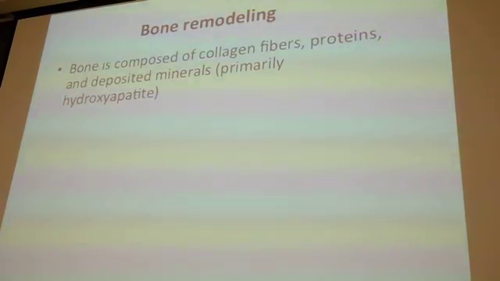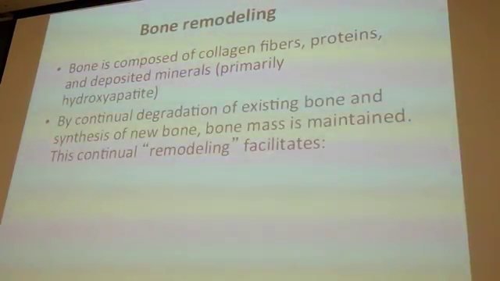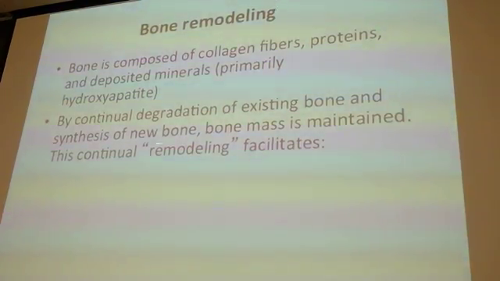Okay, so that's just kind of general anatomy of the bone. The bone is composed of collagen fibers, proteins, and a high amount of deposited minerals. This is mainly hydroxyapatite, which is composed of calcium and phosphate. Okay? And so there's continual remodeling of bone. That's something I don't think we always think about, but there's continual degradation of existing bone and synthesis of new bone, and this balances out to maintain our bone mass.